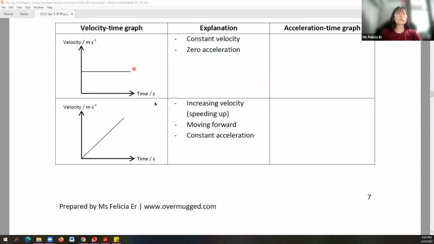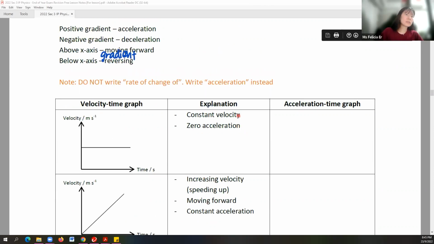So for this graph over here, how to interpret? For the first one, same thing, you look at the gradient. Let me do it this way, then I can see everything, including the legend. For this graph, the gradient obviously is 0. If your gradient is 0, that means your acceleration is 0. So that's why when you draw the acceleration-time graph, you just draw it at 0.